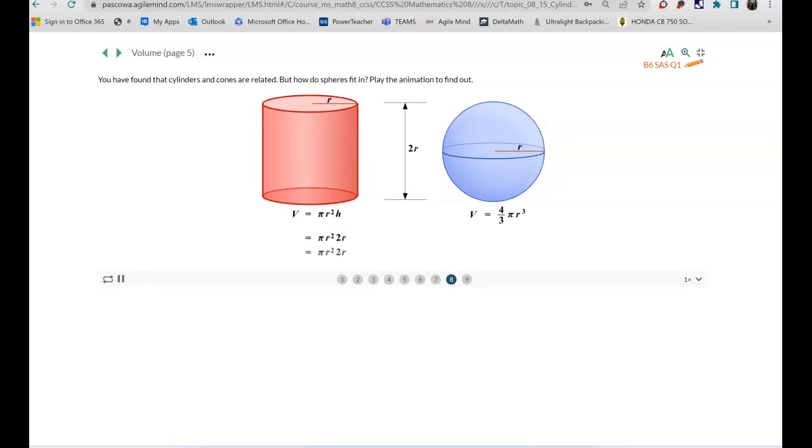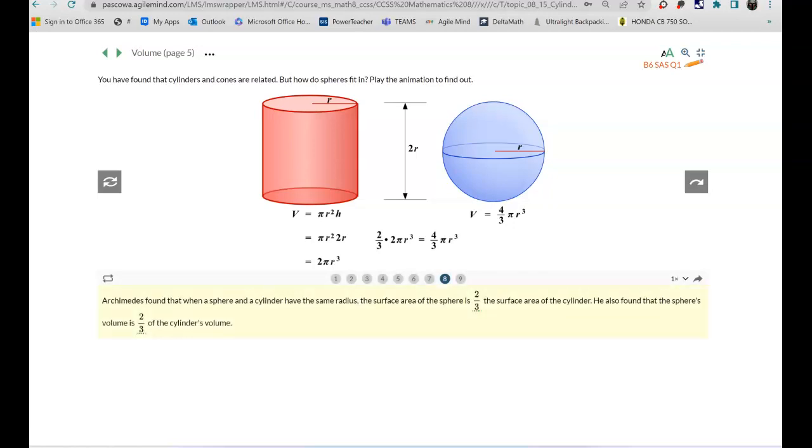Now, you should remember about cylinders. And you should remember about Archimedes. And Archimedes found that when a sphere and a cylinder have the same radius, the surface area of the sphere is 2/3 the surface area of the cylinder. He also found that the sphere's volume is 2/3 of the cylinder's volume. So, it's 2/3 the surface area of a cylinder. It's also 2/3 the volume of a cylinder. There's a very special relationship between cylinders and spheres.